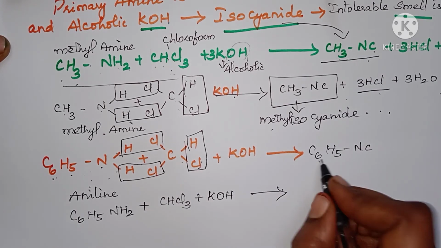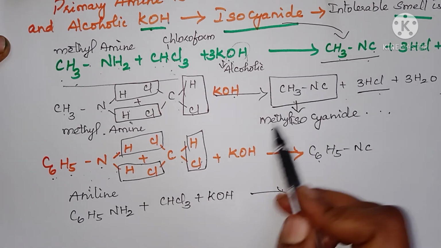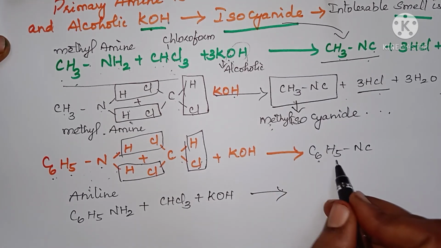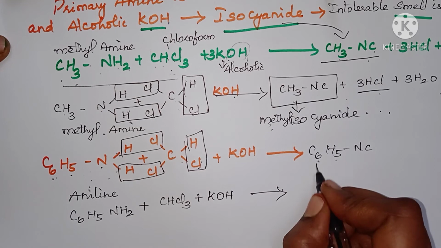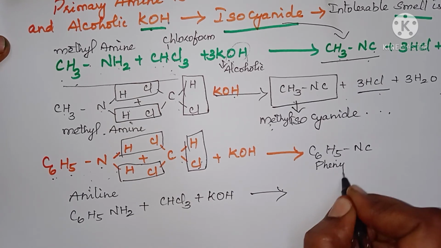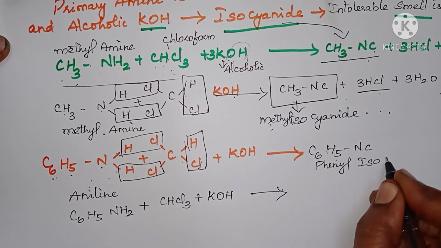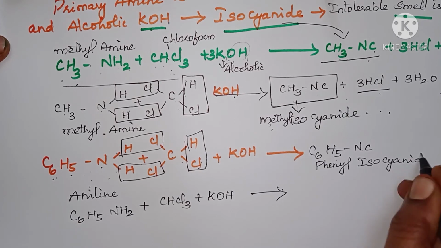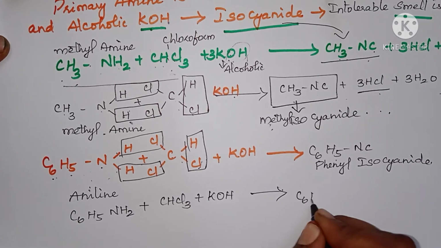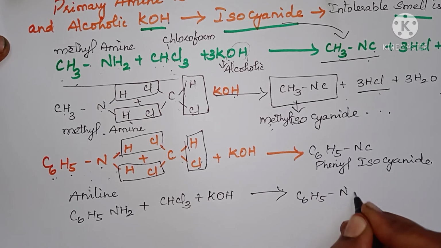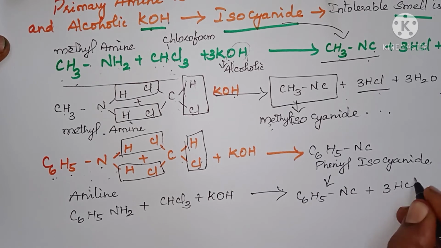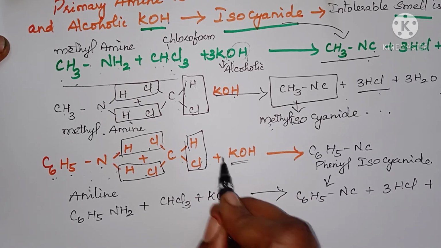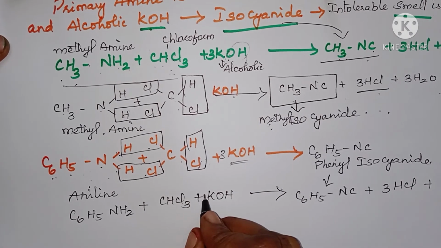C6H5NC. So this is what it is. Here CH3NC means methyl isocyanide. Here C6H5NC means phenyl isocyanide. Phenyl isocyanide plus 3 HCl, giving 3 HCl plus 3 H2O. The 3 H2O we are getting from KOH.